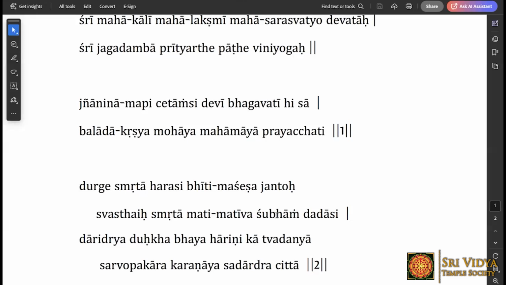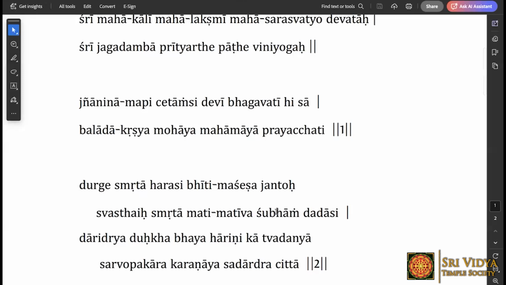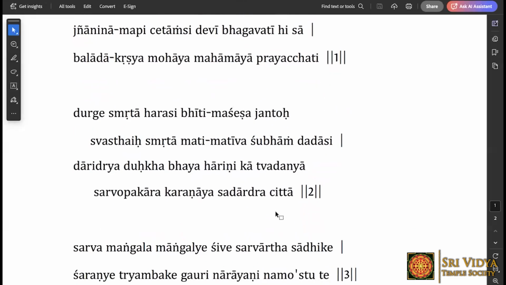Okay. Now we'll go on to the second one. And if you're familiar with the Sambuddha Sri Suktam, which we sometimes have done at the temple, you'll recognize this shloka, which occurs in that as well.